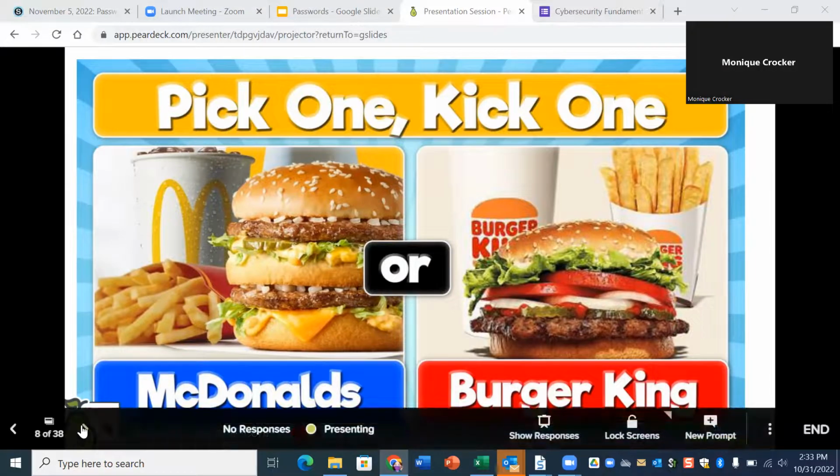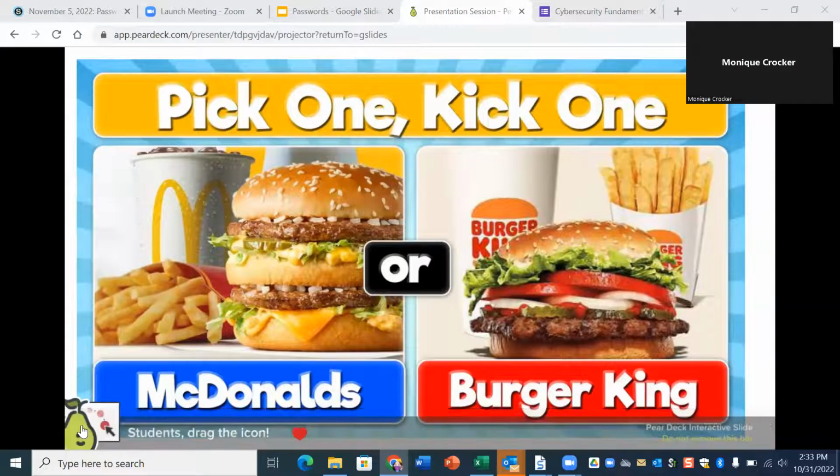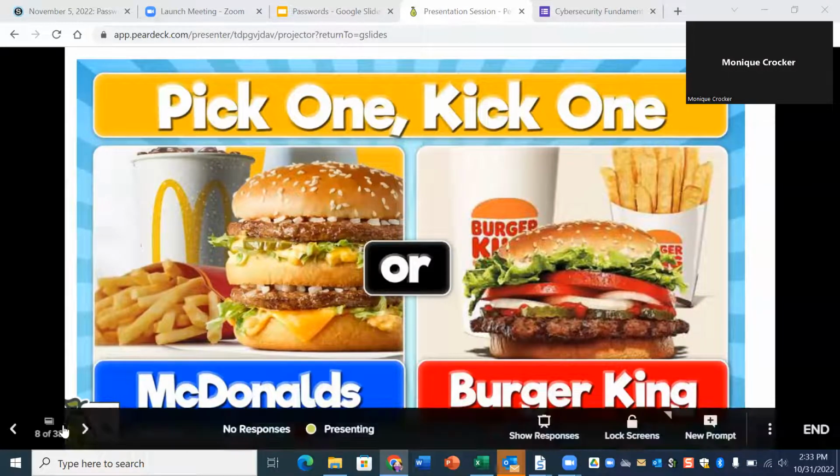But hopefully we'd engage students, get them talking, get to know a little more about them. And then a lot of times this goes off to, I don't like either of those, I'm going to go over here and go to Taco Bell. So we would have a great conversation just to get them talking.